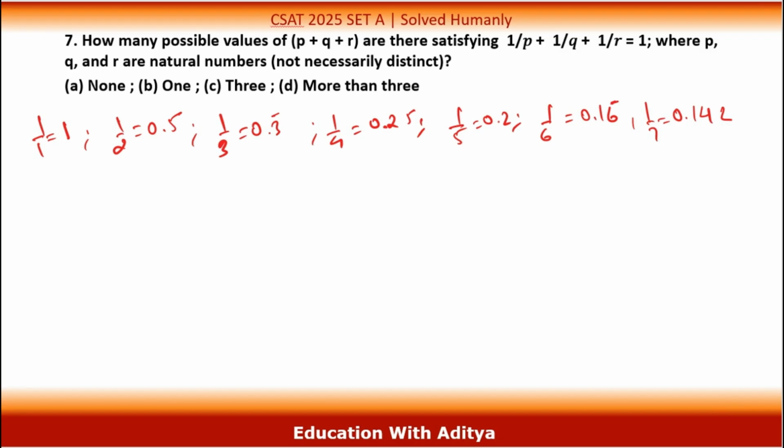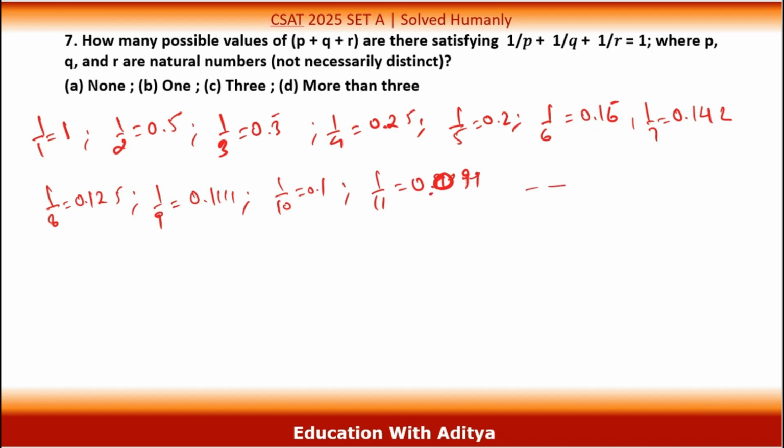These fractions should be remembered by everyone. If you want to do speed maths, these fractions should be remembered by everyone. 1 by 8 is equal to 0.125. I will write a couple more. 1 by 9 is equal to 0.111. 1 upon 10 is equal to 0.1. Let's do one more. 1 by 11 is equal to 0.099 and so on.